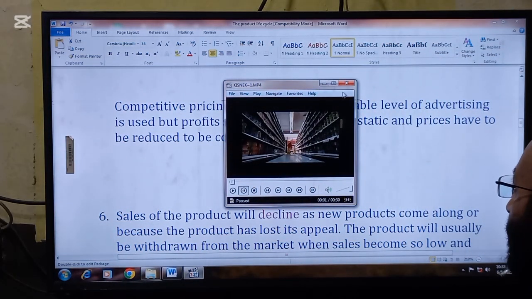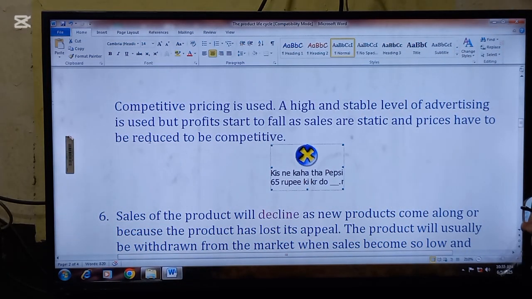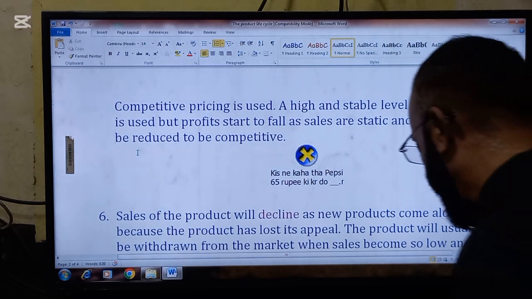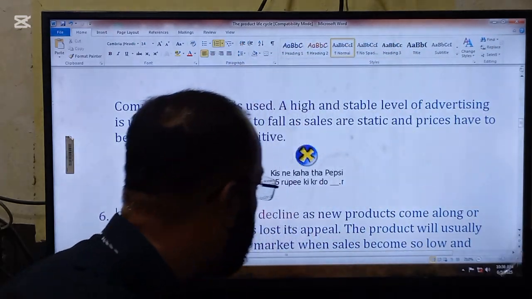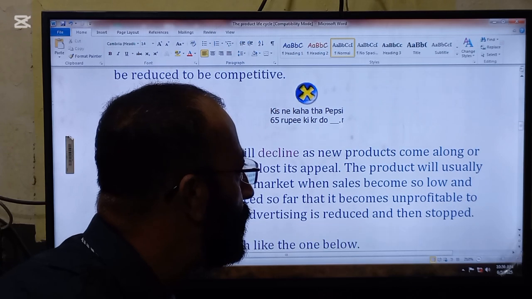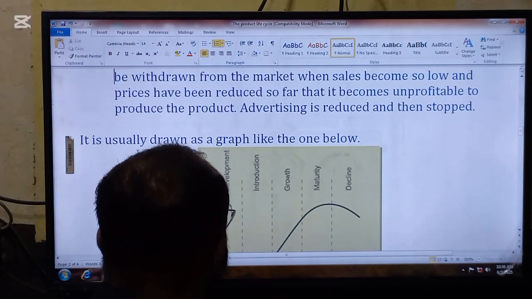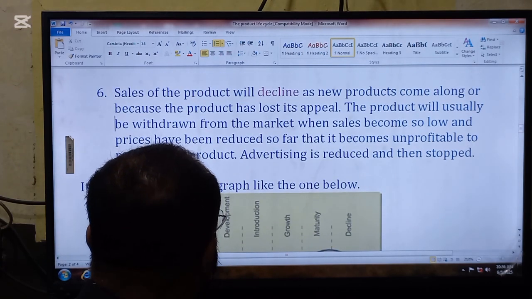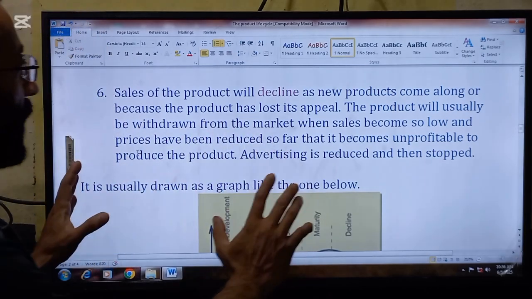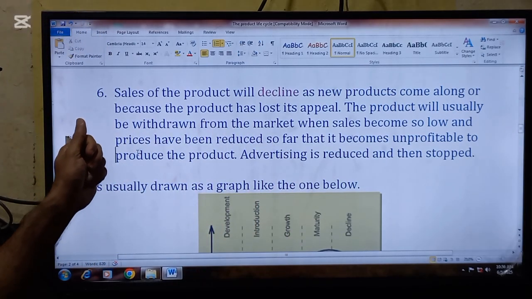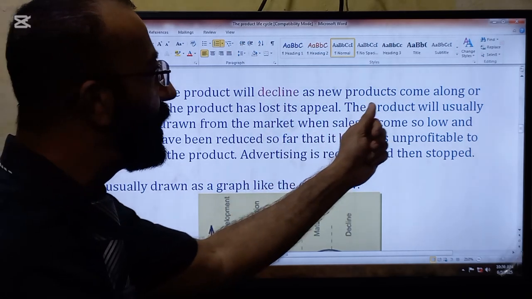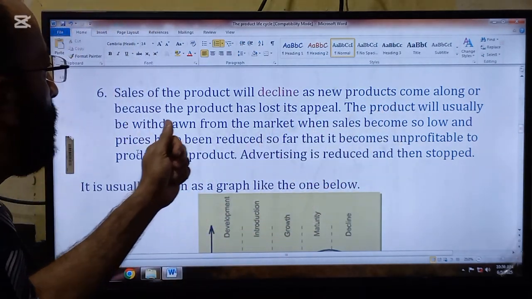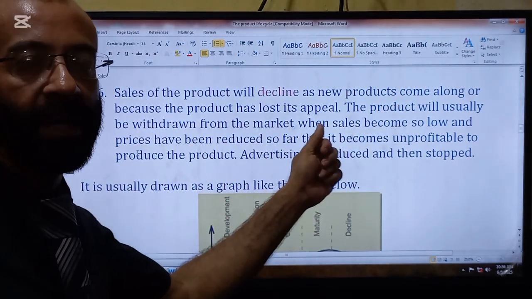So this kind of advertising is called competitive, because you have to be competitive in front of your competitors to increase your sales. Okay, the next point in the product life cycle is that the sales of the product will decline as new products come along or because the product has lost its appeal.